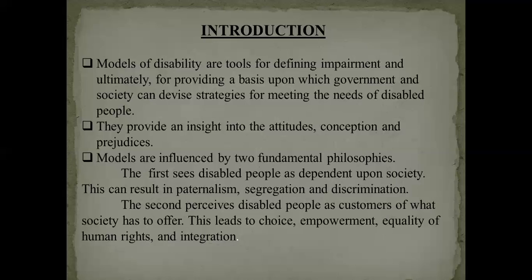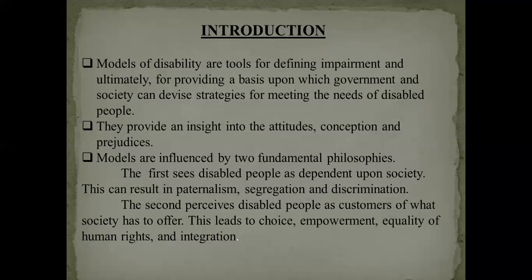The second perceives disabled people as customers of what society has to offer. This leads to choice, empowerment, and equality of human rights. Here we consider that we have to provide for them. Suppose, just imagine we are having a ration card. We are dependent upon that. The government is offering us the ration things.